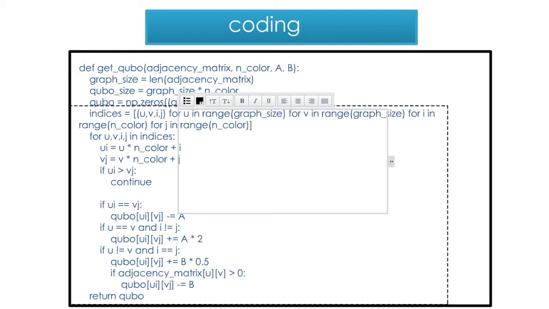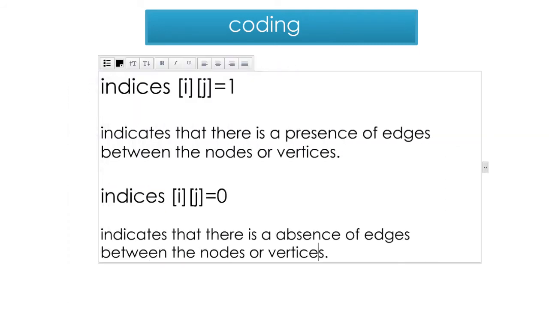Here it creates indices with the vertex size of the graph and the number of colors. Indices ij equals 1 indicates that there is a presence of edges between the nodes or vertices. Indices ij equals 0 indicates that there is an absence of edges between the nodes or vertices.